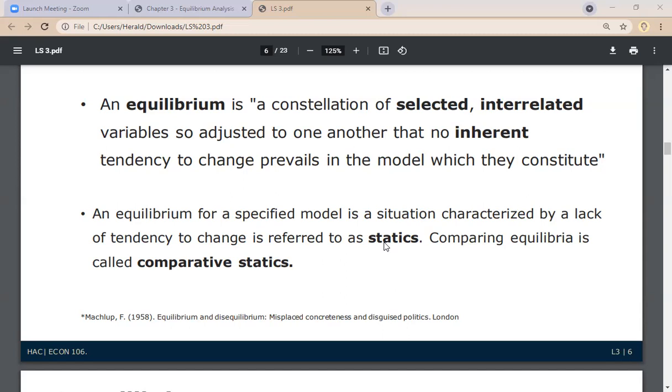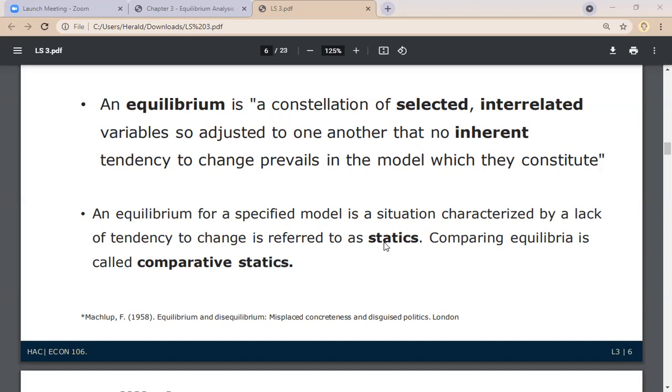Second, when we talk about interrelated variables, it means that all the variables we're studying in the model should simultaneously be in a state of rest. So you have a balance when all the variables are compatible, when all the variables have already adjusted in terms of their relationship with the other variables. This relationship might be direct or indirect, but what is important is that the variables under study are at rest.